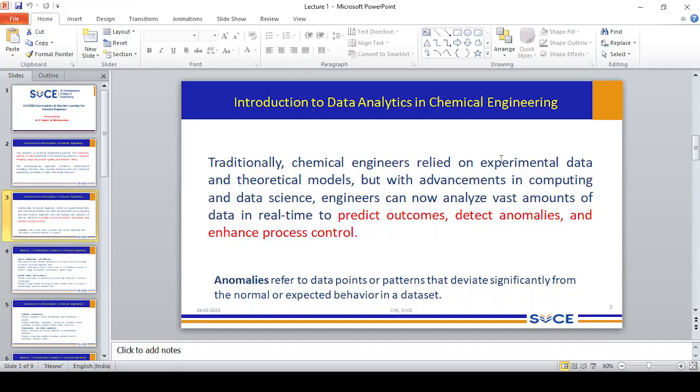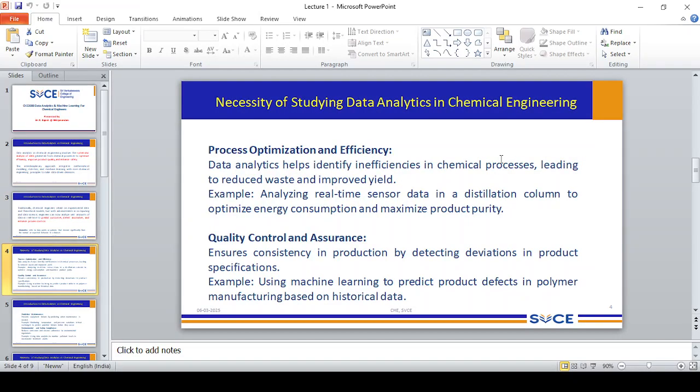So similarly, when we collect this particular data, that will help us to understand the behavior and also enhance the process control. That is the main thing here. Okay, why do we need to study data analytics and machine learning for chemical engineers? We'll study first why we need to study data analytics.